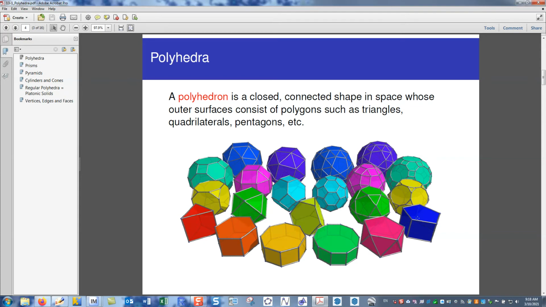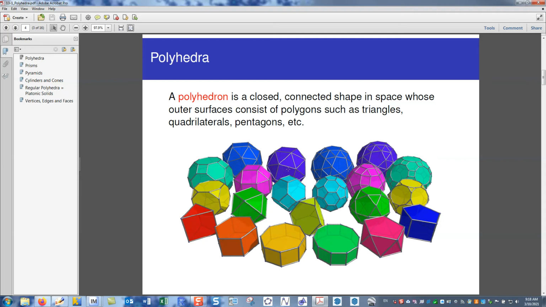Oftentimes there are mixes of shapes, here pentagons and rectangles, here triangles and rectangles, but sometimes the sides are all congruent polygons, as is the case back here with this purple one. You see all the shapes are, well, no, sorry, there's a square in there. I thought those were all congruent, but they're not. So I think everything here are mixes. Here we see hexagons and pentagons, and here we see squares and hexagons in this one in the middle. But the idea is that these are all examples of polyhedra, closed connected shapes in space whose outer surfaces consist of polygons: triangles, quadrilaterals, pentagons, etc.